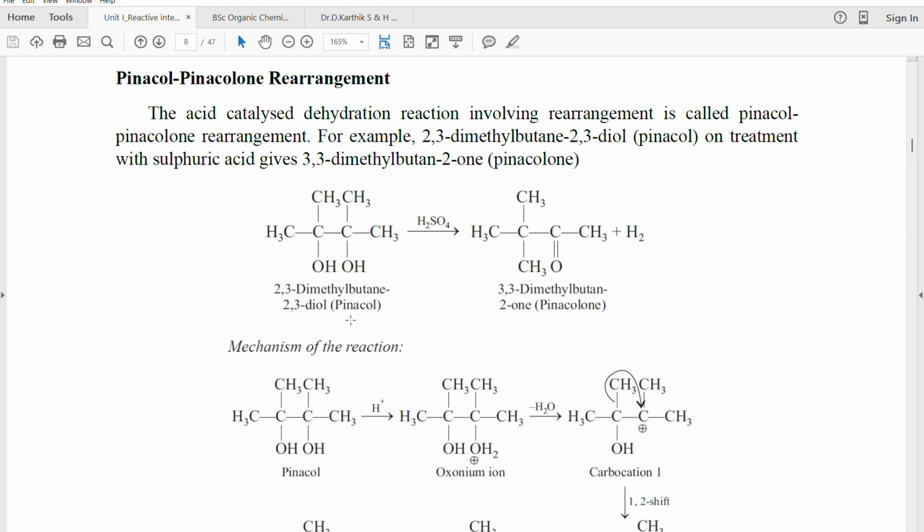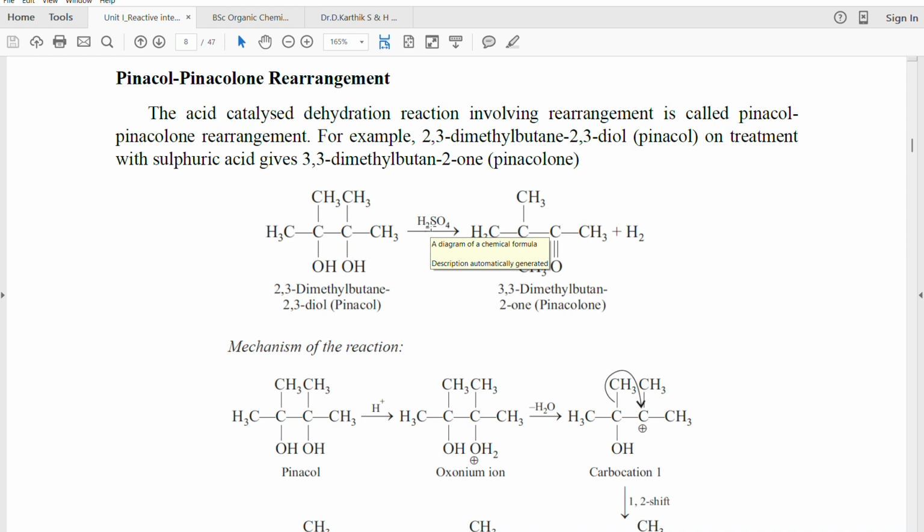So this is the pinacol, that is the dihydroxy compound. The hydroxy groups will be present on adjacent carbons, that is the 1 and 2 adjacent carbons. Here it is present on the 2nd and 3rd carbon. It should be on adjacent carbons and it should have 2 hydroxyl groups. Okay. So the common name is pinacol. So when we treat this pinacol, that is the dihydroxy compound, with inorganic acid.